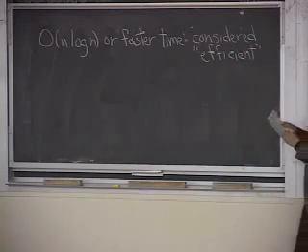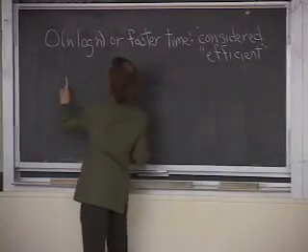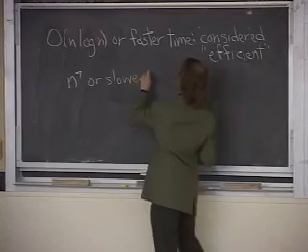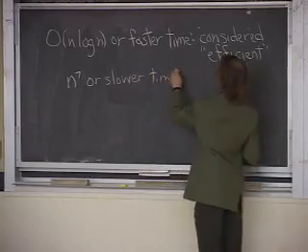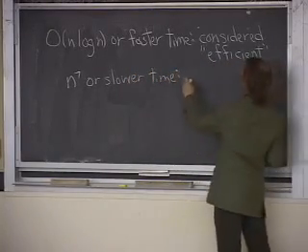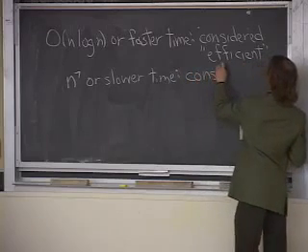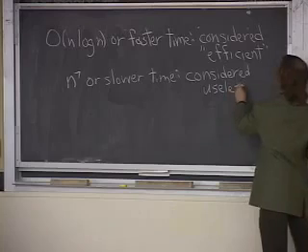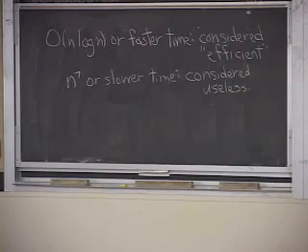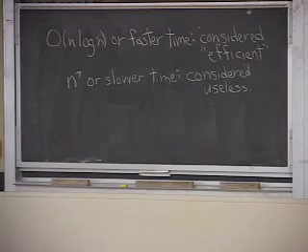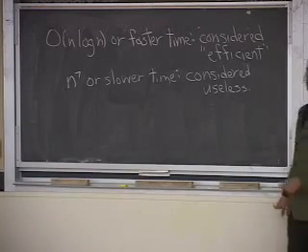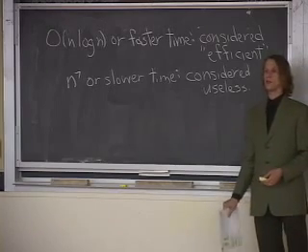And algorithms that run in, say, n to the seventh or slower time, these are usually considered useless. Algorithms in between that range, whether or not they're considered efficient or okay or bad or useless, depends on a couple of things. One being how large a typical problem is.